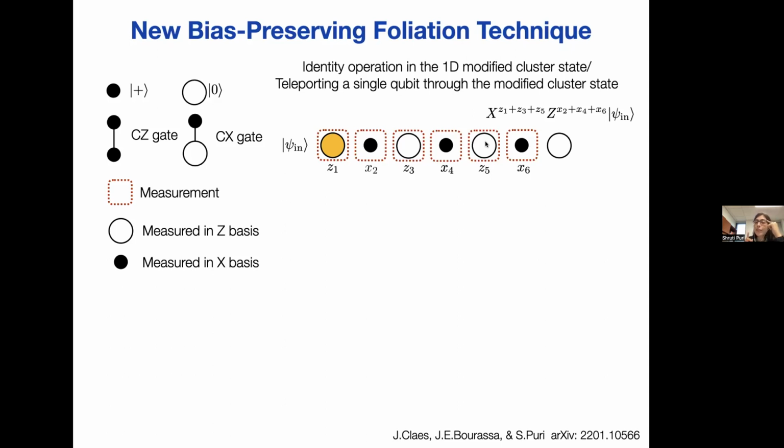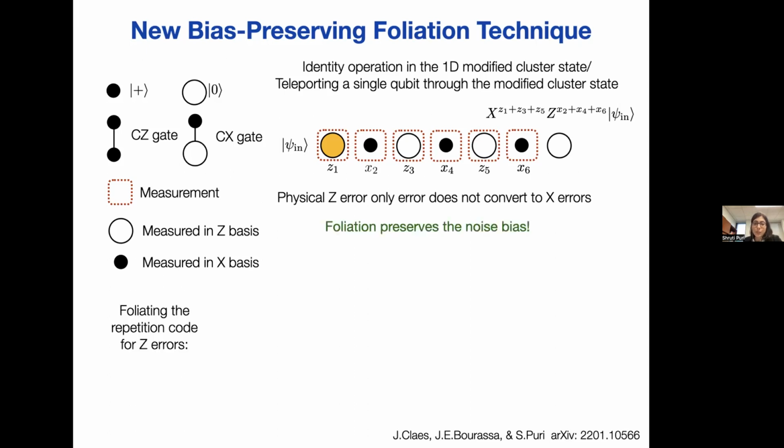Now, remember, a Z error doesn't affect a measurement in the Z basis. So it'll never corrupt the Z1, Z3, Z5 measurement outcomes. A Z error will only corrupt an X2, X4, X6 measurement outcome. And you see an incorrect X2, X4, or X6 will only apply a Z correction to your state. So in this case, a physical Z error can only apply a logical Z error to your output state. And so in this foliation procedure, a physical Z error does not convert to an X error. So this is a bias preserving foliation procedure.